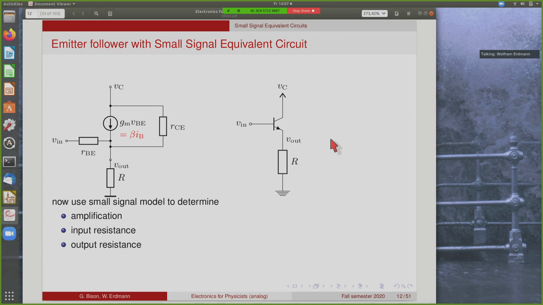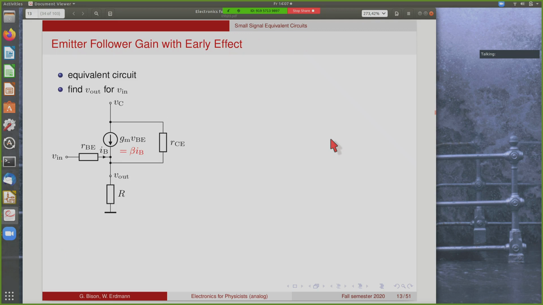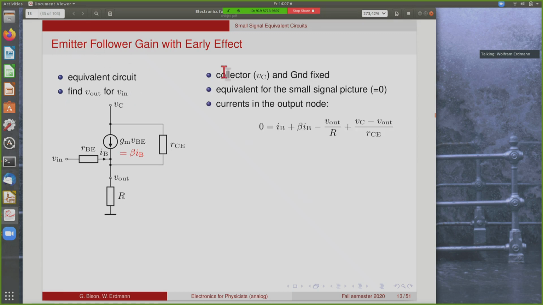We will start with amplification, then look at the input resistance, and finally at the output resistance. So let's start with the amplification. So this is the equivalent circuit. Here's the pi model equivalent circuit of our transistor. We add a resistor from the emitter to ground. So this is our output now, and this is our input. And in order to determine the gain, we need to know how V out behaves as a function of V in. So let's go through this.